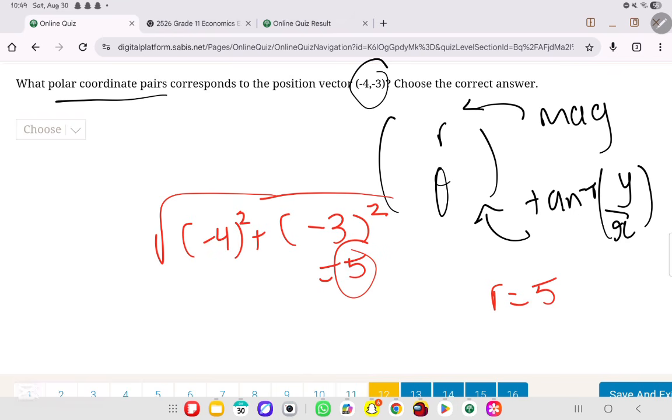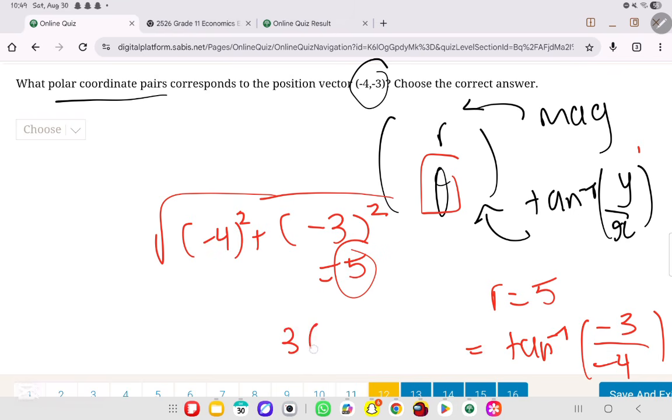Now, what about theta? Theta is very important. There's a trick I will tell you after solving. So shift tangent of y, which is minus 3, over x, which is minus 4. On your calculator, it should be tan inverse of minus 3 over minus 4. You will get an answer of 36 point something, let's round it to the nearest number, which is 37.